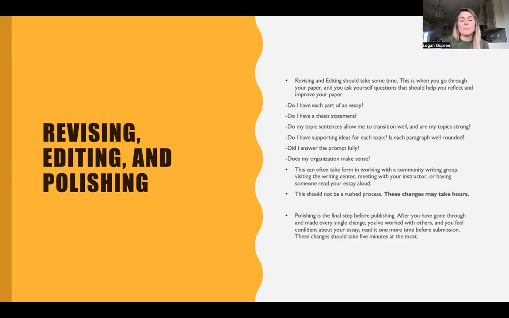Remember that this should not be a rush process. Guys, this can take hours. And that's why it's so important to make sure that you're meeting your deadlines of brainstorming and outlining so that once you get to this place, you don't feel so rushed. At this point, all the major components should be present. And then polishing is the final step before publishing.